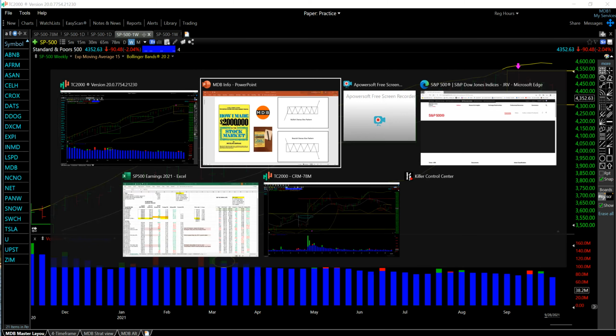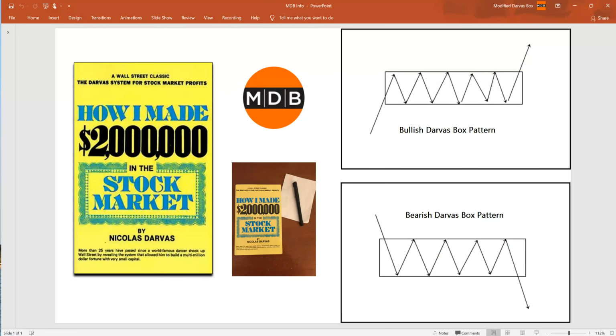So before we get into that, just for people who don't know who I am, I made my own investing system based on the book How I Made $2 Million in the Stock Market by Darvas. Normally I look for bullish Darvas box patterns that look something like this, and I look for bearish Darvas box patterns that look something like that on the charts.